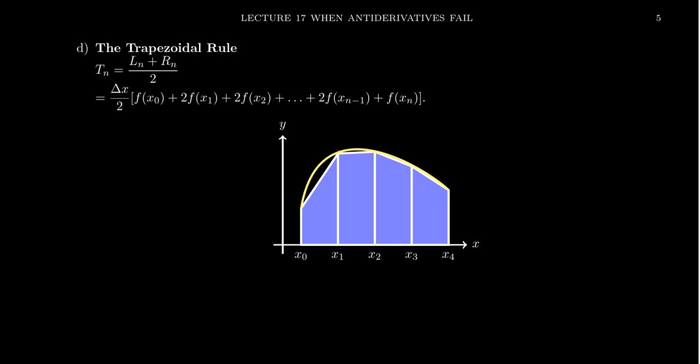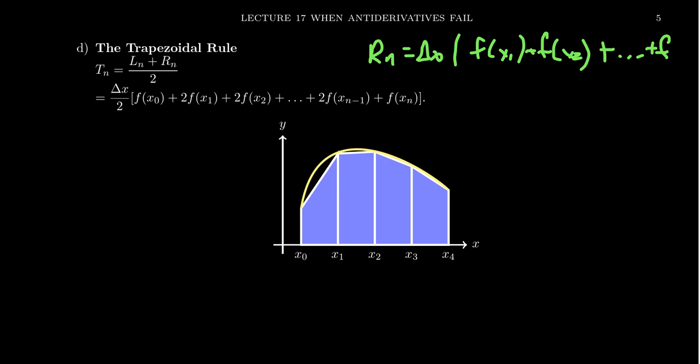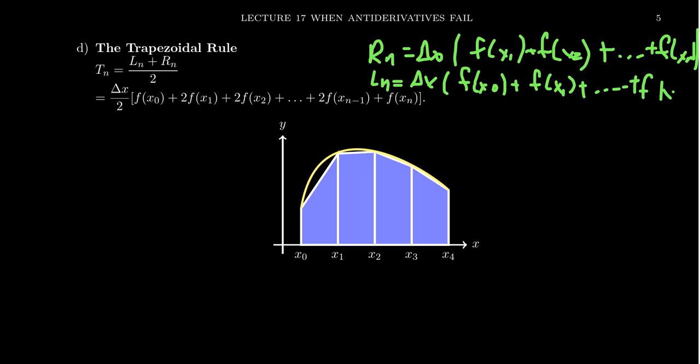Now, to be aware, how does one do the right-hand rule? Remember, you're going to get delta x, and then you're going to multiply this by f of x1, f of x2, all the way down to f of xn. When it comes to the left-hand rule, you get delta x times f of x0 plus f of x1, all the way down to f of xn minus 1. Like so.